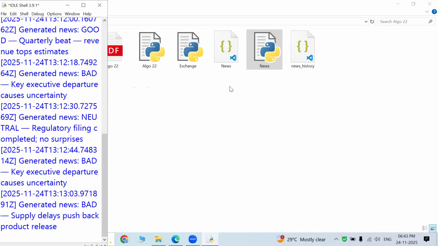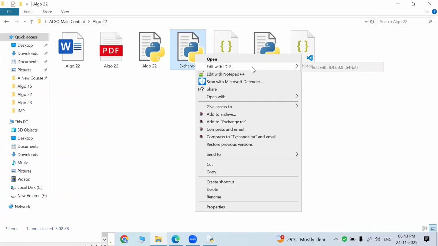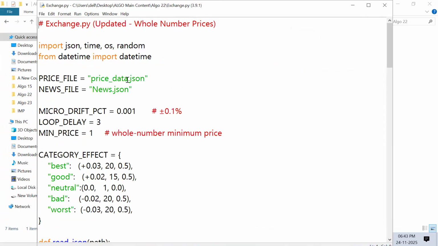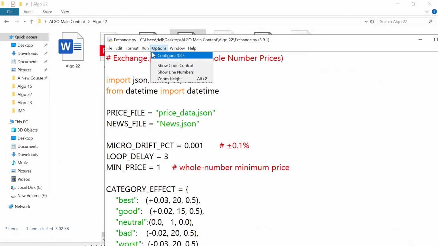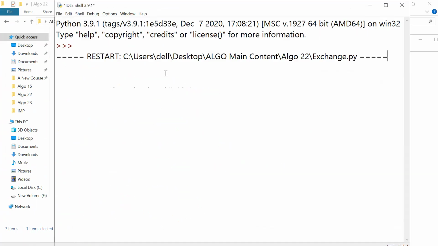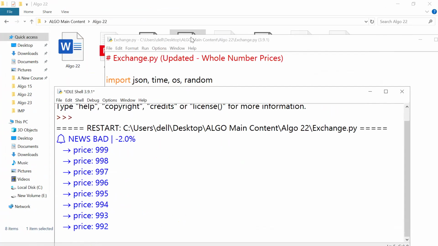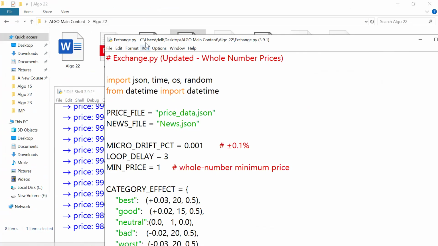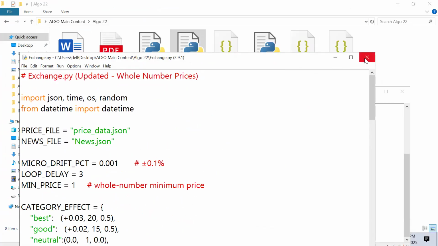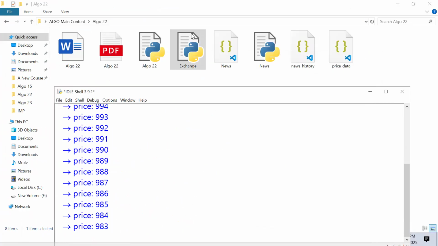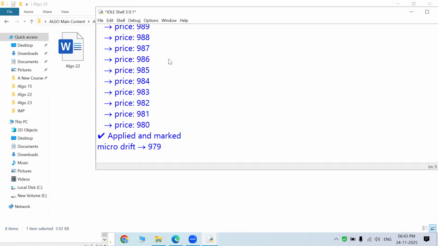Okay, now let me start the exchange price. What is happening with the change in price with this kind of news flow? Okay, so the market has started, there's bad news happening. Let me align these windows so that we are able to see what is happening with the news flow.